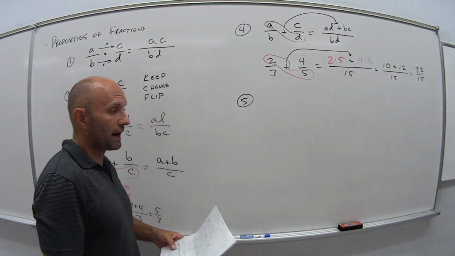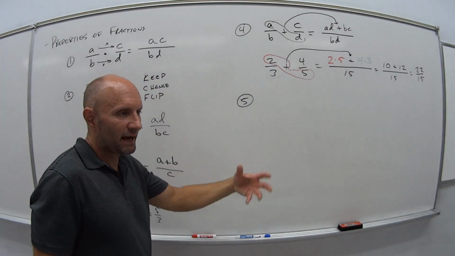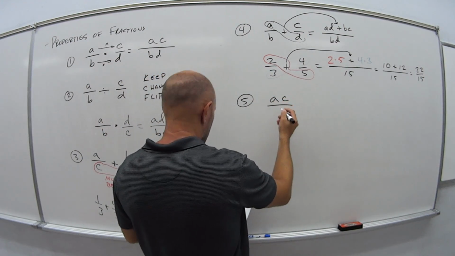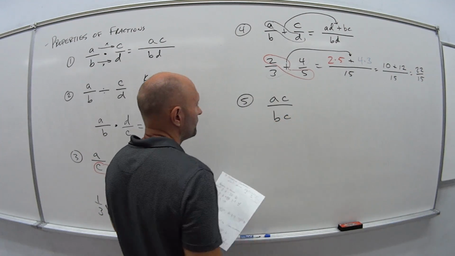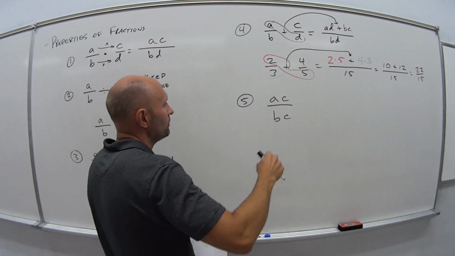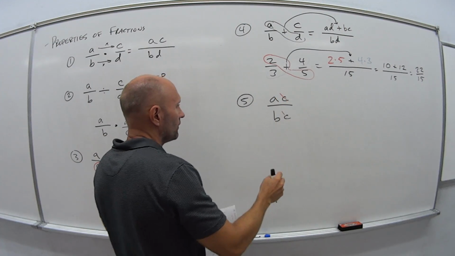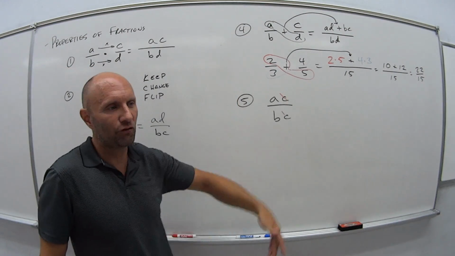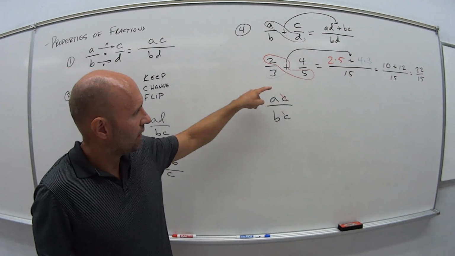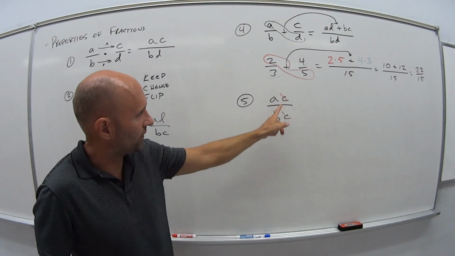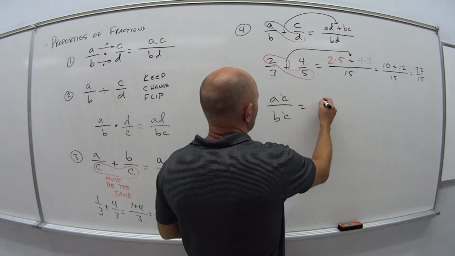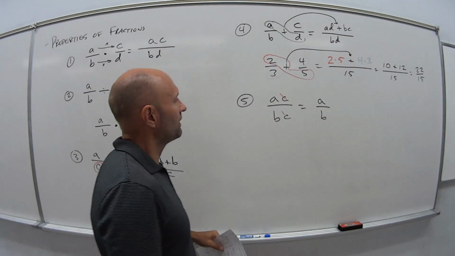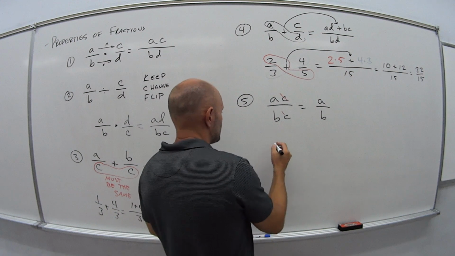If I have a fraction that has common factors in the numerator and denominator, so let's say I have a times c over b times c. Well, these values c I can cancel as long as it's multiplication. If it's addition or subtraction, I can't just cancel from numerator to denominator. But if it's multiplication, as this case is, the c's will cancel out, and this just simplifies to a over b.